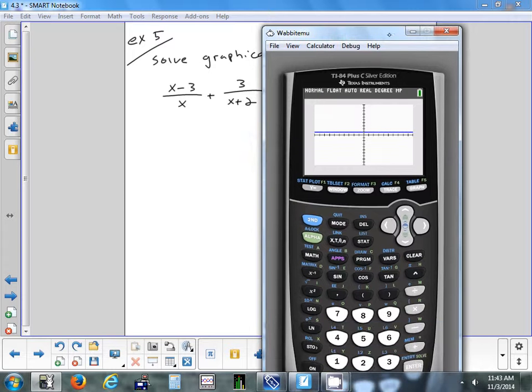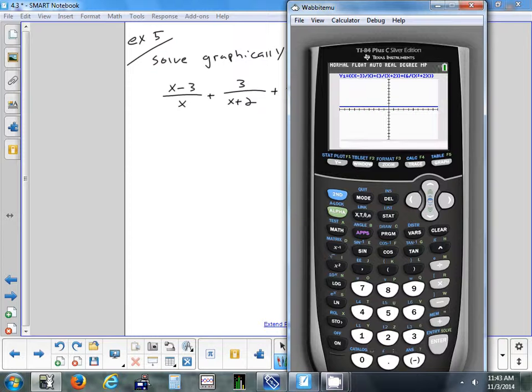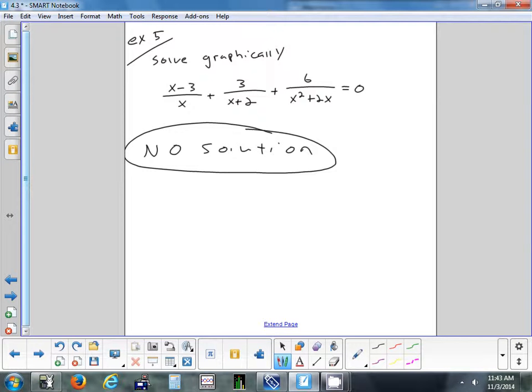Where should there be holes? 0. Let's check that. Yep, there's a hole at 0. And there's a hole at negative 2. I know that because those are the roots of the denominator. Right, so we're trying to find where this graph crosses the x-axis. Where does it cross the x-axis? Oh, Andy? Nowhere. This will never cross the x-axis. So there's no solution.